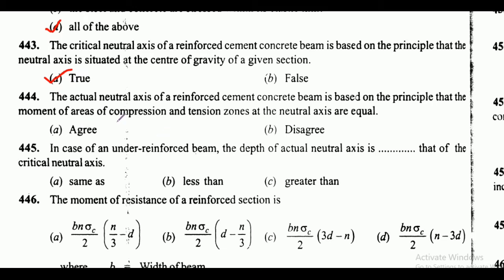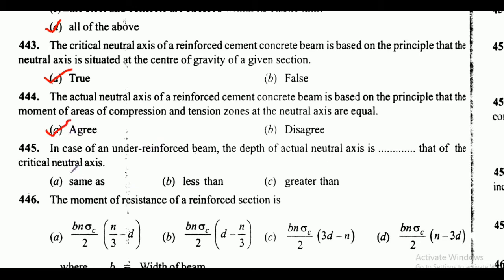Next is, the actual neutral axis of a reinforced cement concrete beam is based on the principle that the moment of areas of compression and tension zones at the neutral axis are equal. Agree or disagree? So this statement is correct. So answer A is the correct answer, that is agree.